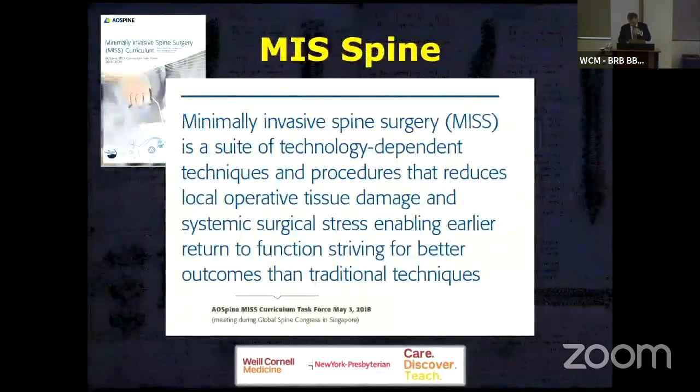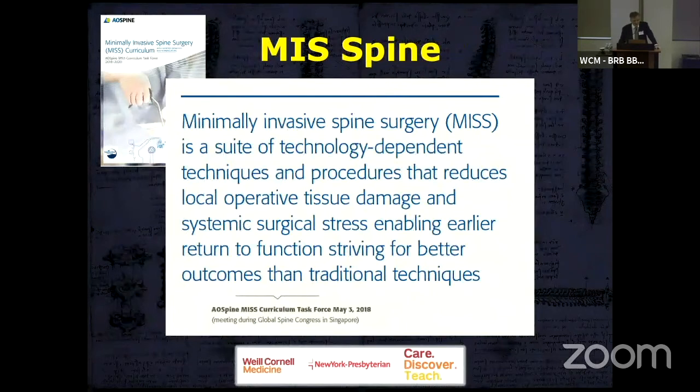I think it's probably not a bad idea in the beginning of a 3-day course to go through a definition. I had the honor to be part of a task force within AO Spine that worked over the last 3 years to put together a curriculum for minimally invasive spinal surgery. One of the first things we tried to do was find a definition, and it was mainly by consensus, based on literature and experience.